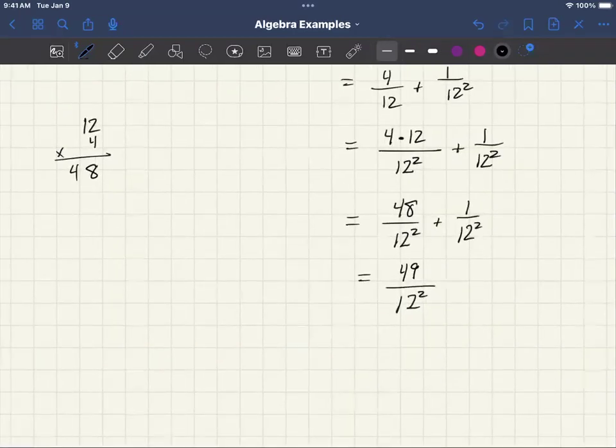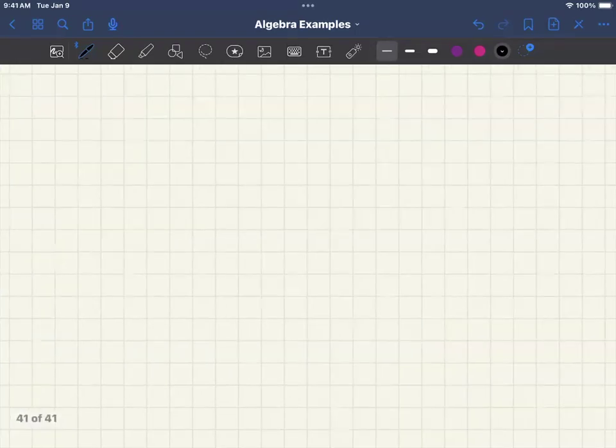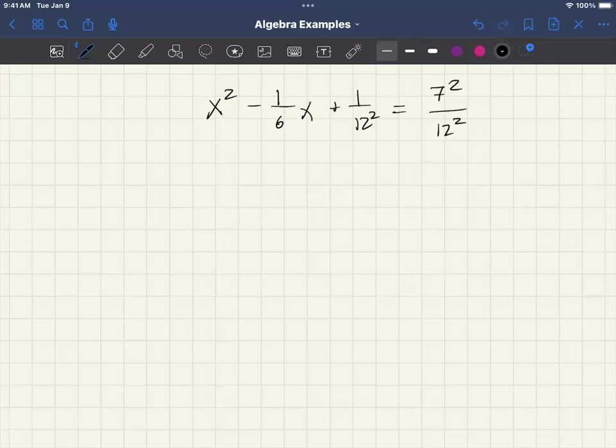All right. One thing you'll notice, oh my gosh, this is so pretty. The numerator of this is a perfect square. 7 squared is equal to 49. Oh, is that nice? Okay, so we have this. Now, I'm going to rewrite that one more time. We have x squared minus (1/6)x plus (1/12) squared is equal to 7 squared over 12 squared. Whew. Okay, step 4. We're getting close.